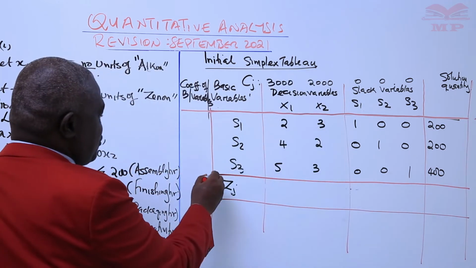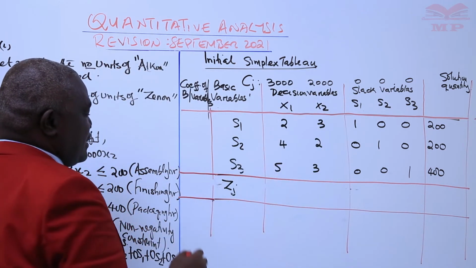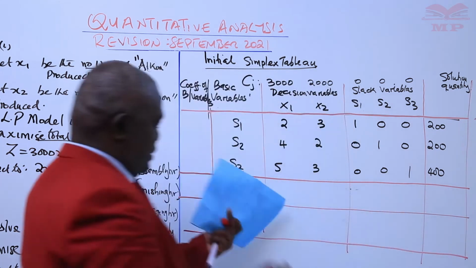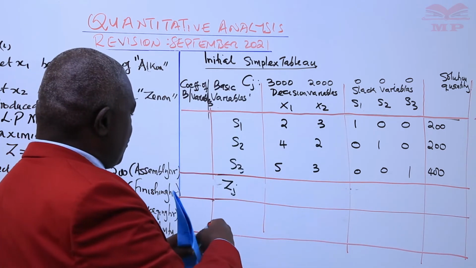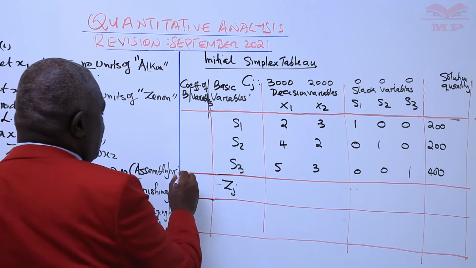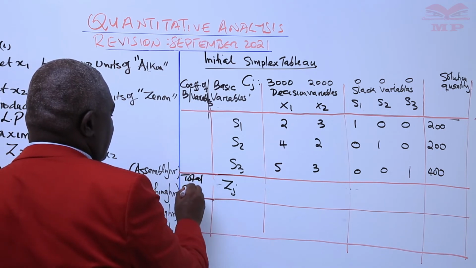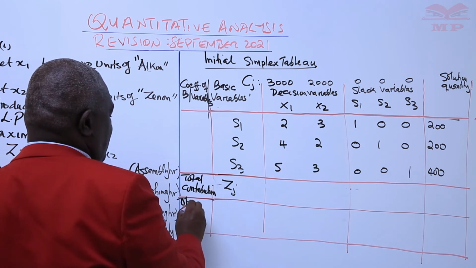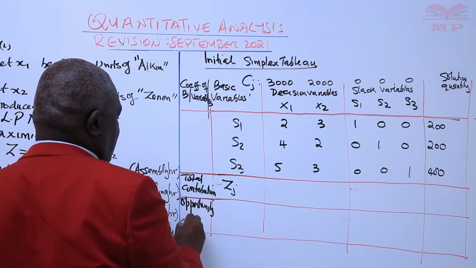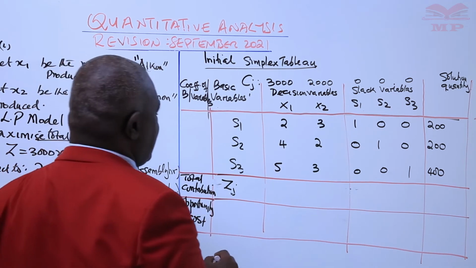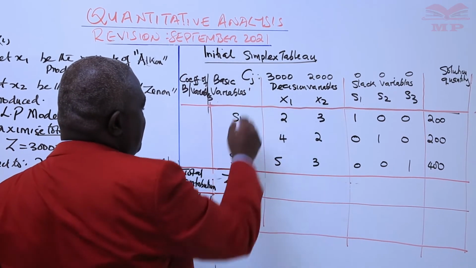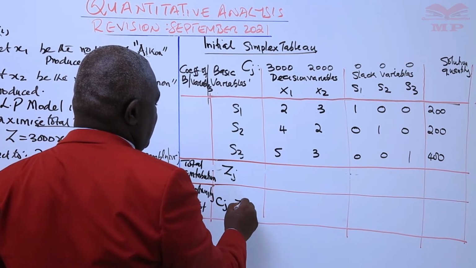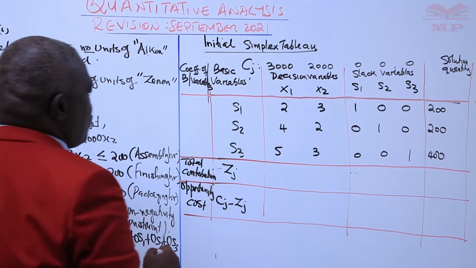Zj will stand for contribution. Just as I am going to write it down, the last part will be the opportunity cost for that contribution. So here I have total contribution. This is opportunity cost. And how do we get it? It is the coefficient here minus that value. So I have Cj minus Zj, which should give us what we call the opportunity cost.